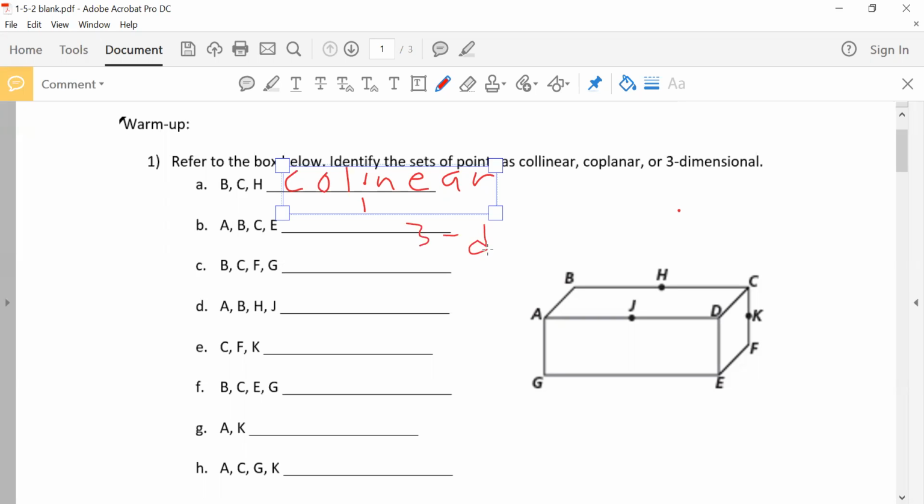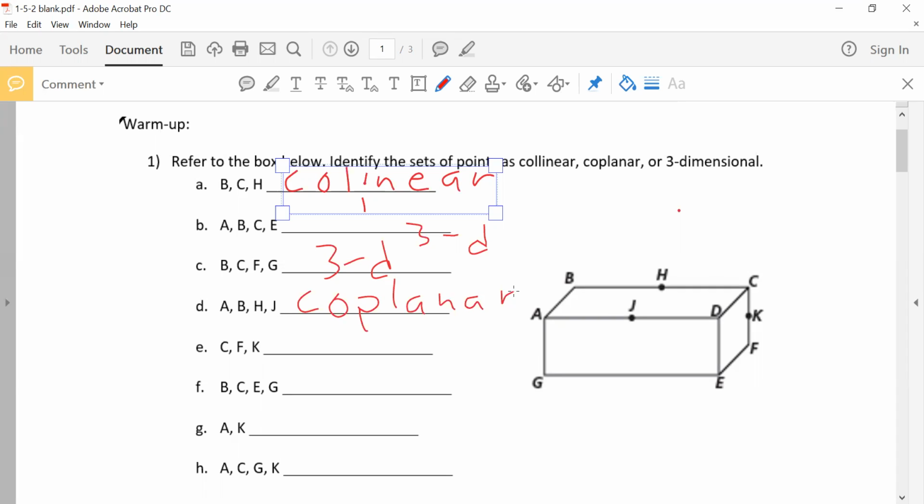three-dimensional. Okay? Part C, it says B, C, F, and G. B, C, and F are all on the back of the box, but G is on the front. Looks like those are 3D. Now we have A, B, H, and J. Those 4 points are all on the top of the box. That means they are on the same plane together, which makes them coplanar.